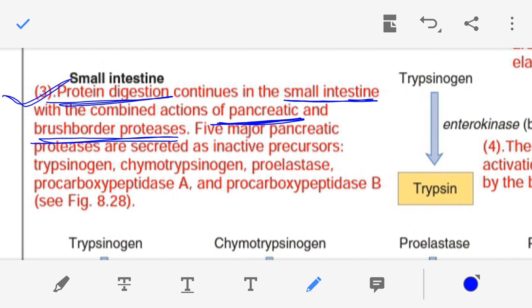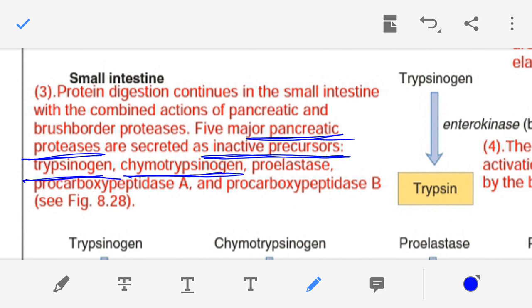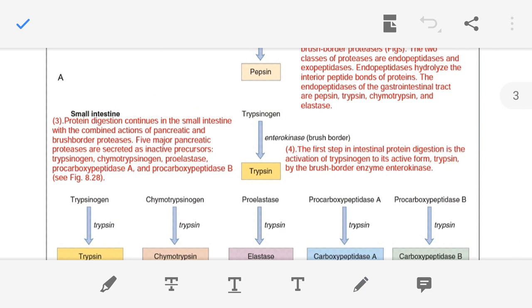Now the 5 major pancreatic proteases are actually present in an inactive form. So they are the inactive precursors of enzymes. Their names are trypsinogen, chymotrypsinogen, proelastase, procarboxypeptidase A, and procarboxypeptidase B. Third point.